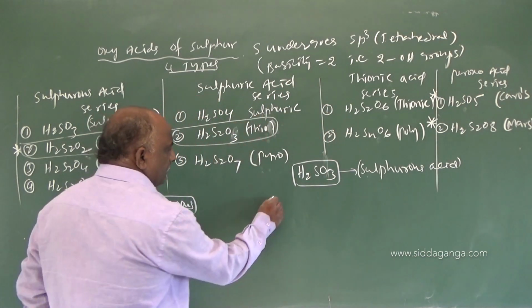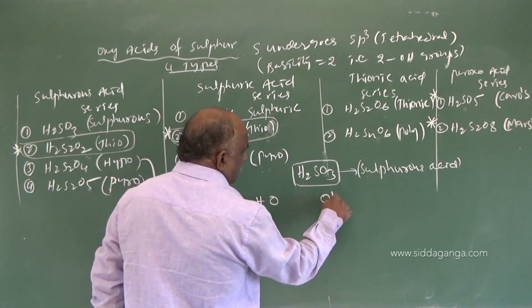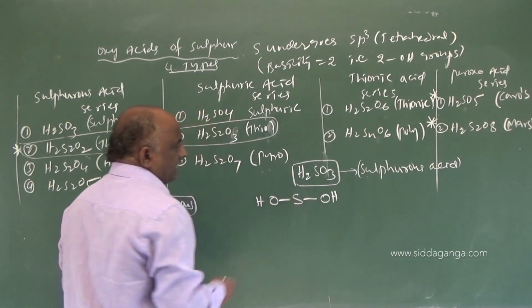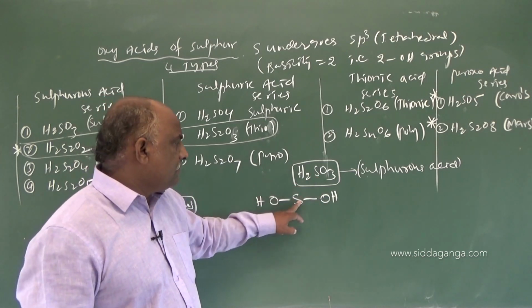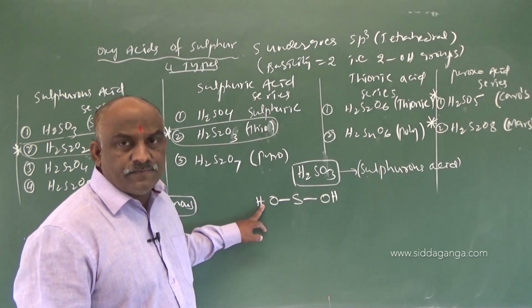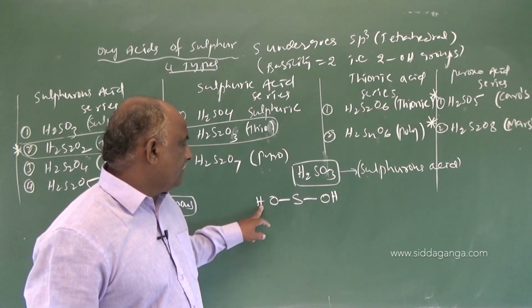So, the general information I am giving regarding drawing the structures is, simply write first 2 OH groups like this. OH, OH, see this. One sulfur is there, distribute 2 OH groups on sulfur, OH, OH. What is the formula? H2SO2.